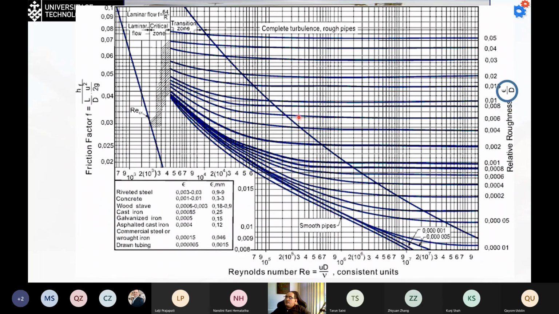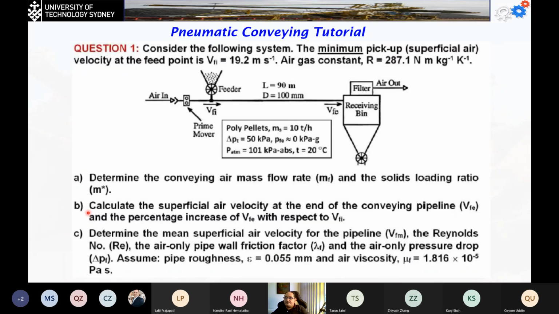Okay, so we found the epsilon over d first. We find the Reynolds number second. We choose one of the lines, like here we're choosing 0.001 as an example. Sketch a vertical line from the Reynolds number of 3 million. It's going to have the intersection here. Make the horizontal line, and we can find the value for the friction factor F, or what we call lambda F.